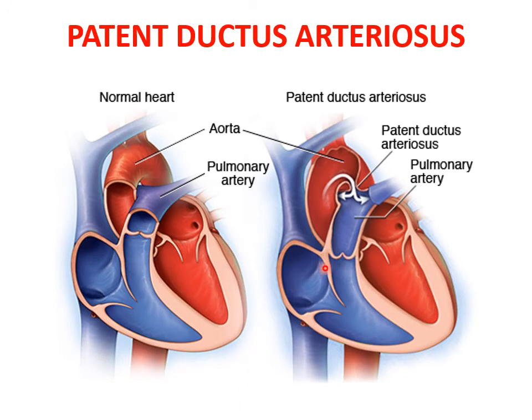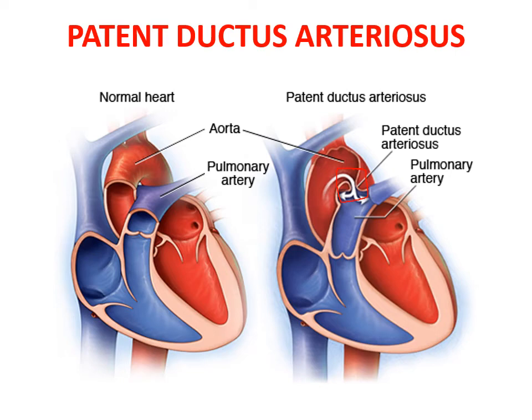As you know, this is the structure of the normal heart, and this is the aorta, and this is the pulmonary artery. So what happens in patent ductus arteriosus? This is the ductus arteriosus, the normal structure in the fetal circulation. Usually after birth, this ductus arteriosus, a connection between the aorta and the pulmonary artery, closes. But when it does not close, it leads to patent ductus arteriosus.